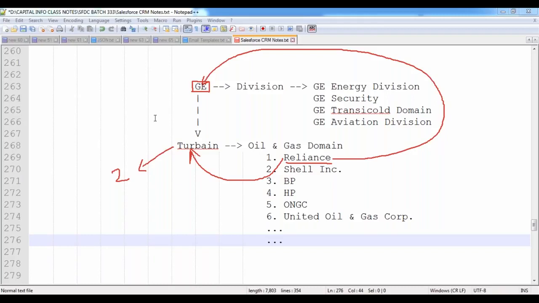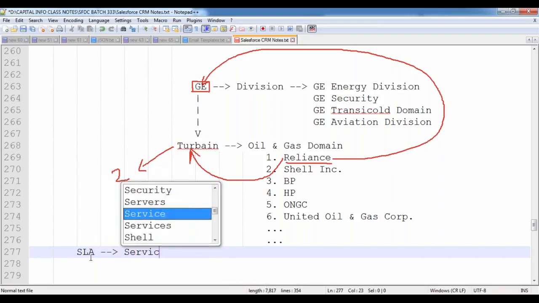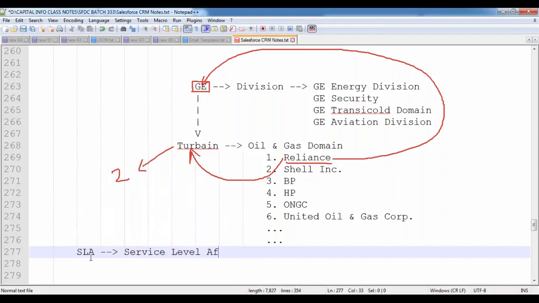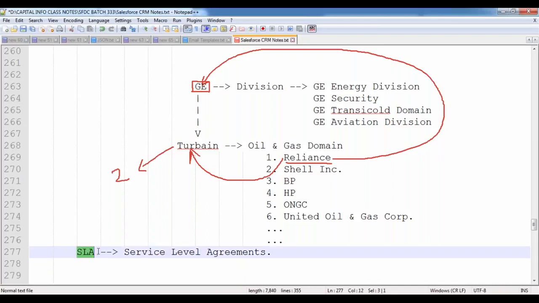So for that, they will be having some agreements over here. Those agreements are called SLA. SLA means service level agreements. That is called service level agreements. They will be having some agreement documentation. That documentation is called the SLA document, the service level agreement.